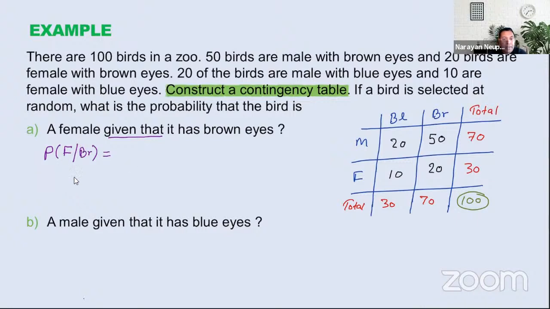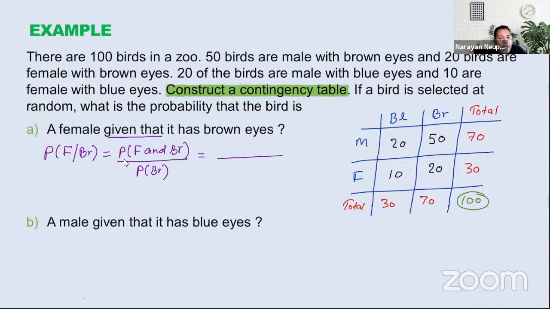So whenever there is given that, it is the conditional probability. And when you write the formula for conditional probability, you'll get a fraction. In the numerator, it will be the probability of the first and the second, so the probability that it is a female and brown-eyed, divided by the probability of the second, that is the probability that it is a brown-eyed bird. So that is the formula.